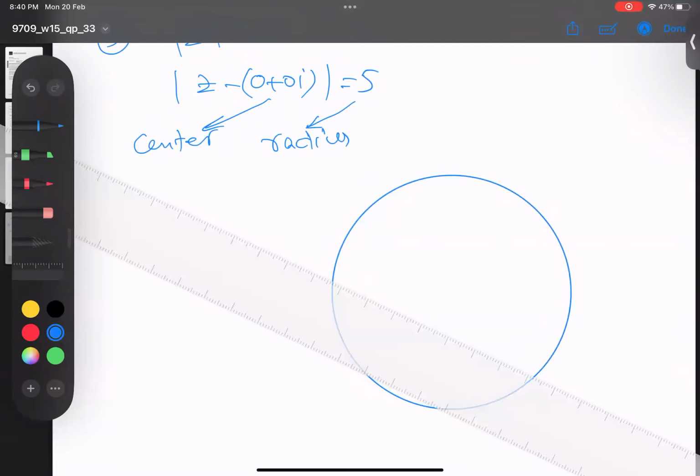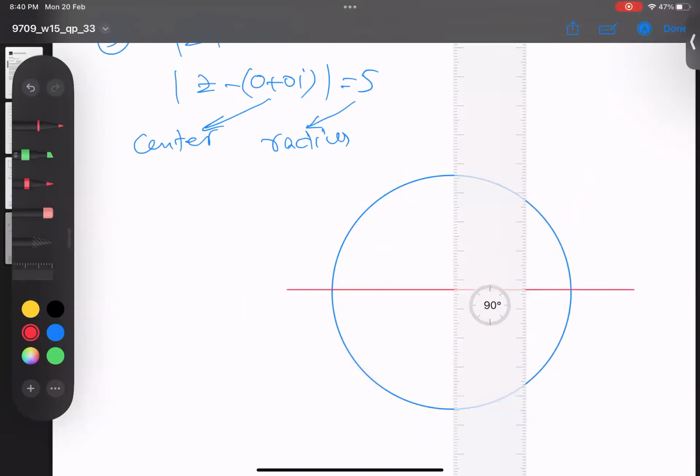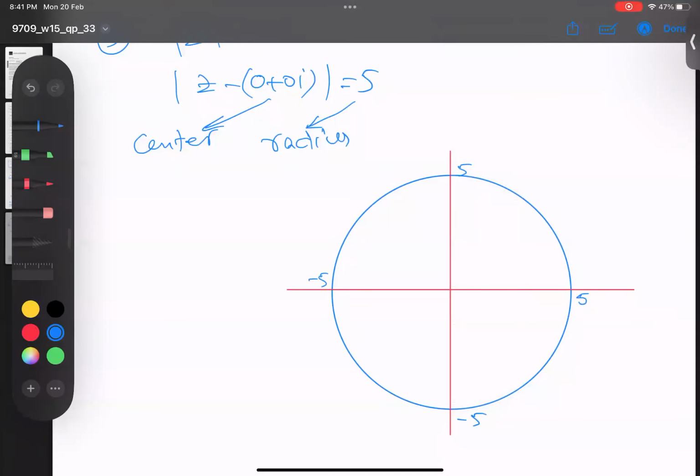Okay, now I take a scale and I make this the x-axis, and I make this, wait a minute, the y-axis. Okay, and now it is a very clear approach. This is 5, this is 5, this is minus 5, this is minus 5. This is called the real axis, and this is called the imaginary axis. Okay, now this is done.